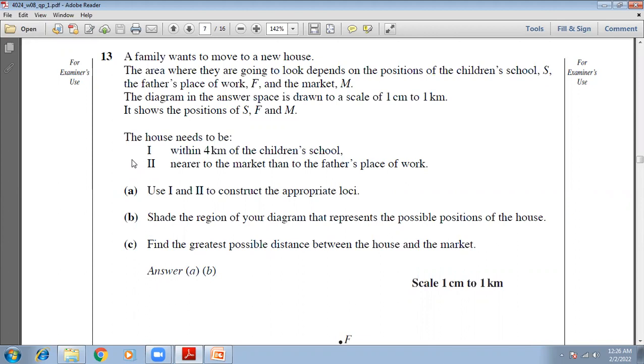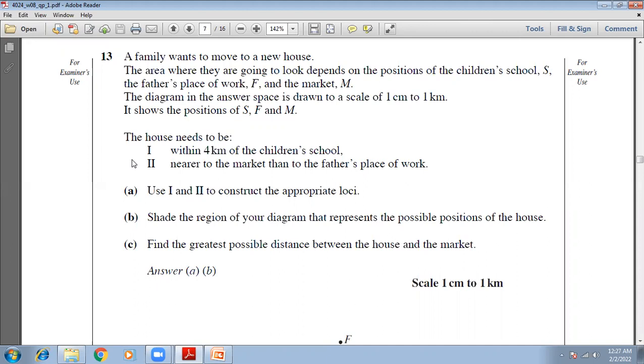A family wants to move to a new house. The area where they are going to look depends on the position of the children's school, which is represented with the S, the father's place of work F, and the market M. The diagram in the answer space is drawn to a scale of 1 centimeter to 1 kilometer. It shows the position of S, F, and M.